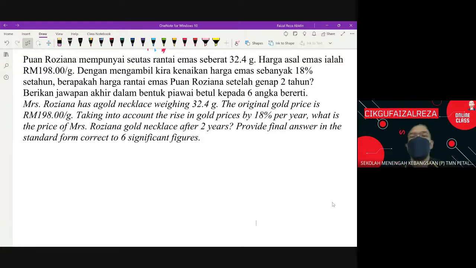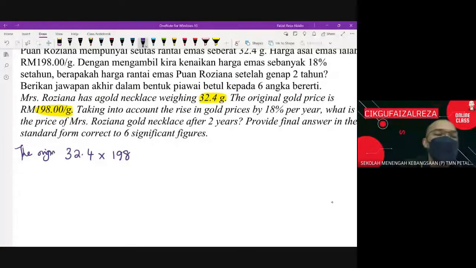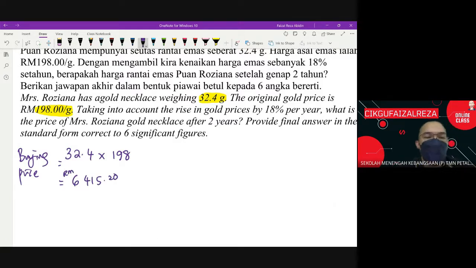If you look here, the price of the gold is 198 per gram, isn't it? She bought 32.4 gram. So can I find the price of the gold that she bought at that time? It's going to be 32.4 times 198, isn't it? Yes, the original buying price. Okay, the buying price here is going to be how much? RM 6,415.20.